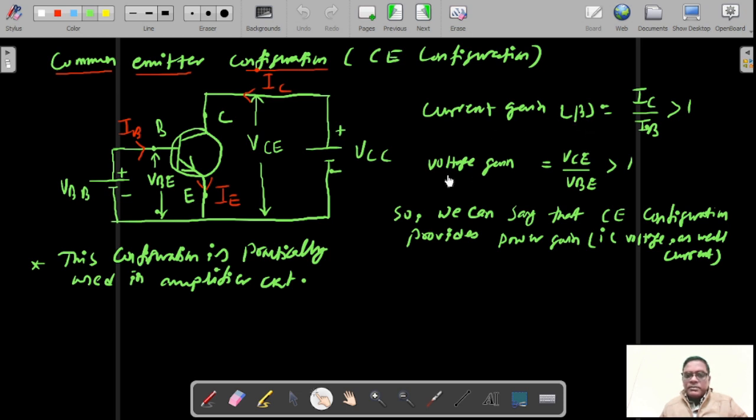Similarly, in case of voltage gain, the output voltage is VCE, that is the reverse bias voltage. This voltage will be very much higher as compared to the forward bias voltage. So if we take the ratio, it will be higher than 1. So we can say that this type of configuration provides both voltage and current gain. So the overall power of the signal can be amplified by this common emitter configuration circuit. Practically, most of the time common emitter circuits are used for amplifier circuits.